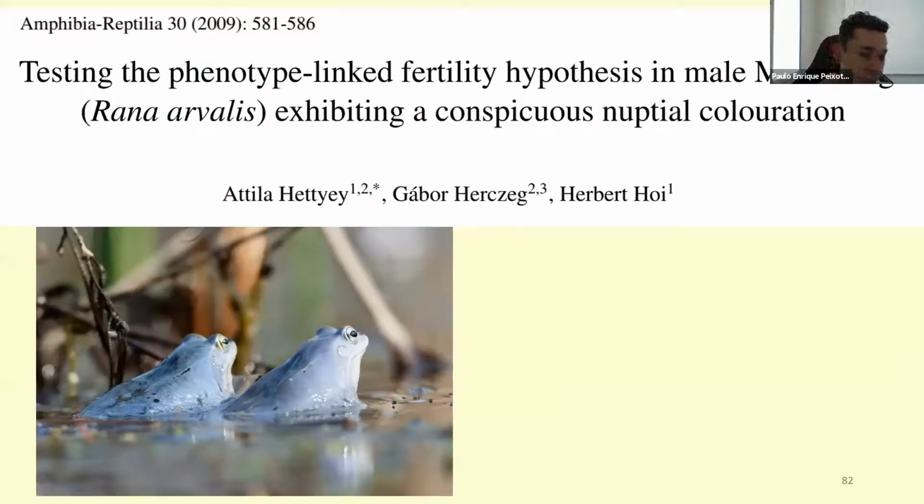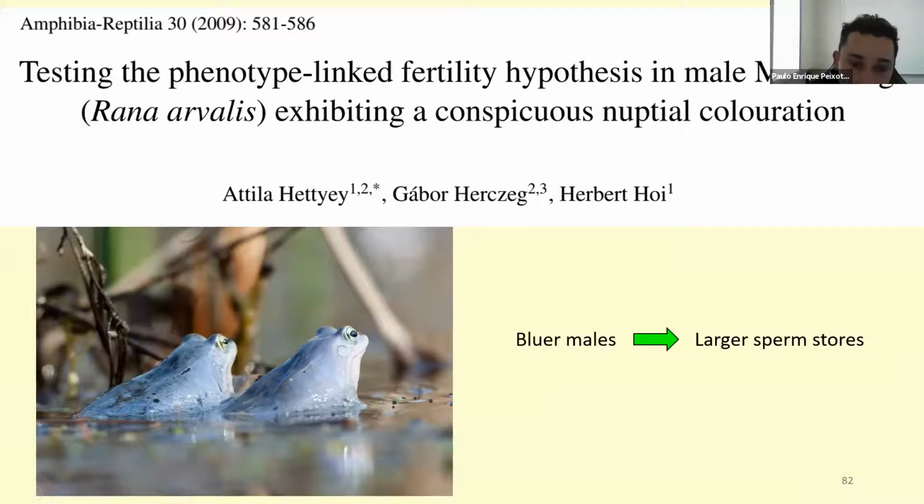This article was published in 2009, okay? And in this article, these authors were interested in evaluating secondary sexual characters or secondary sexual traits of these frog species. So these are the males, okay, these blue individuals here. I don't remember the color of the females, sorry, but they were imagining that because males are blue, this could be indicating some male traits.